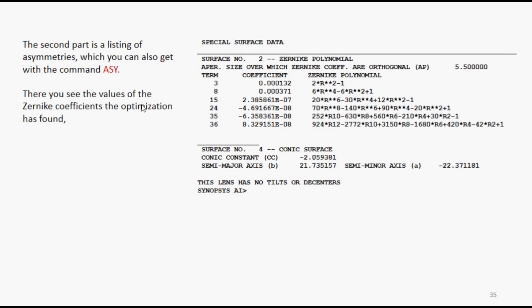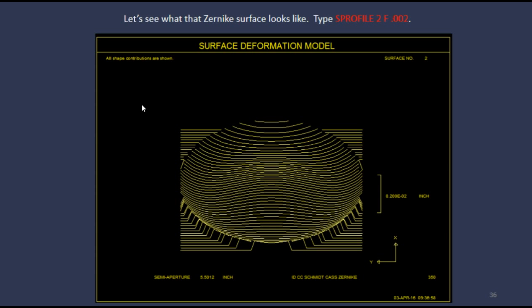There you see the values of the Zernike coefficients the optimization has found. They're all very small. And also the conic constant on surface 4 right there. Let's see what those Zernike terms look like. We can hit the command here, the surface profile of surface 2 with some arguments, and this is the shape of that Zernike surface that we saw for the corrector.